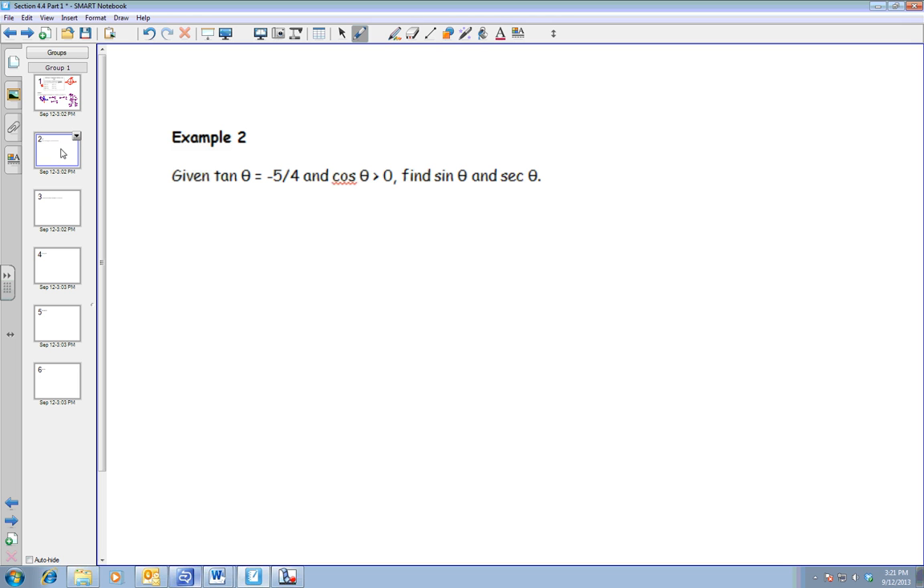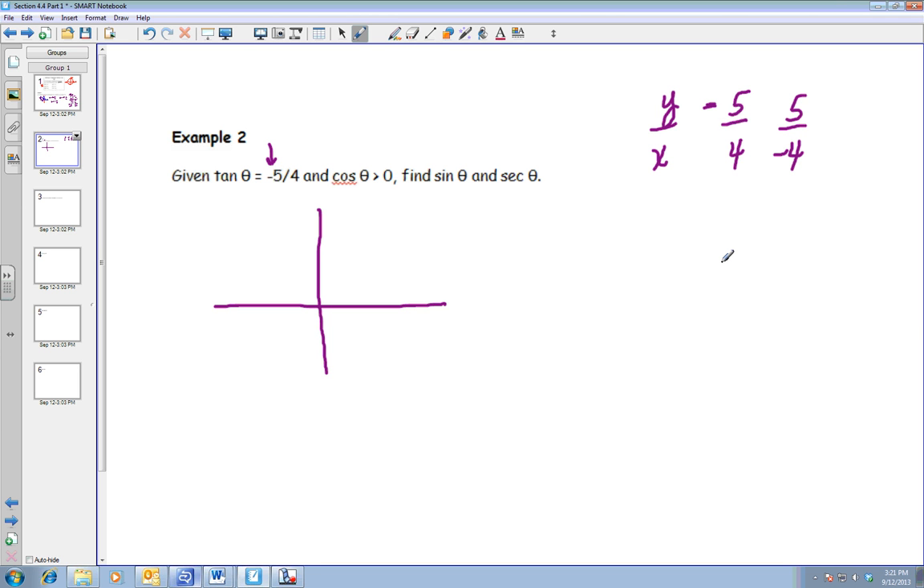Given tangent theta is negative 5/4 and cosine theta is greater than 0, find sine theta and secant theta. Okay, well, here's the deal. They didn't tell us where to draw our triangle. We have to figure that out. First of all, they told me the tangent, and I know tangent is y over x. And they gave me 5 over 4. So I know the negative, because there's a negative in front, can either go with the 5 or go with my 4? I have to figure out which one.